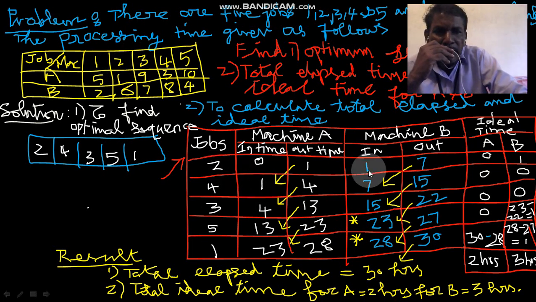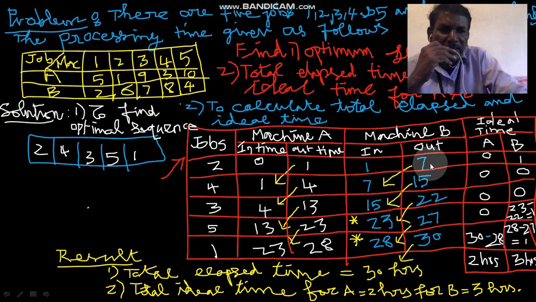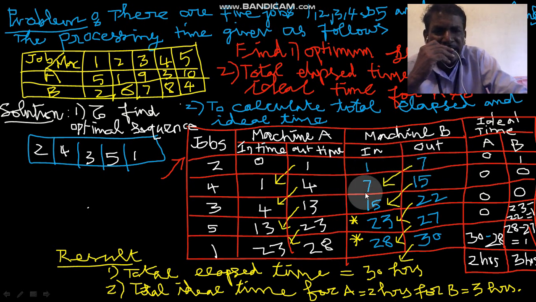Now machine 2, and I can see here machine 2, 6 days it takes. So the in time is 1, and 6 days it takes. 1 plus 6 is equal to 7. Now the out time of B becomes the initial time for job 4. Out time of B becomes the initial time for job 4.